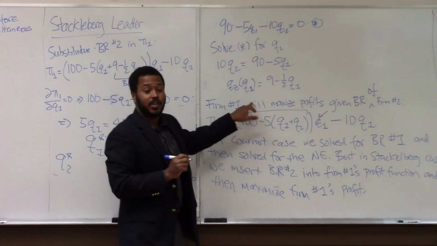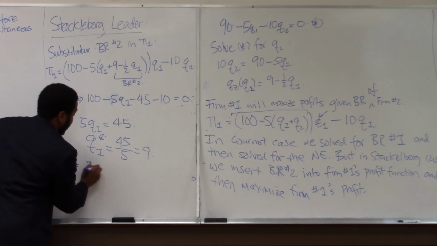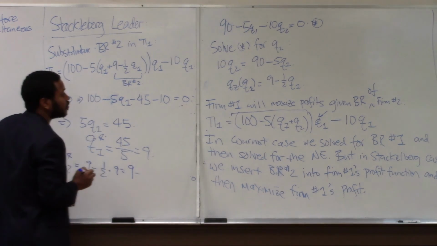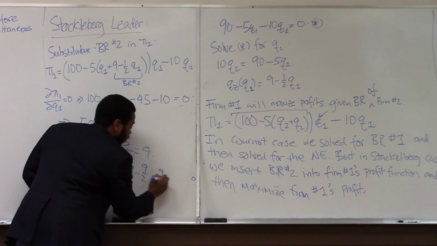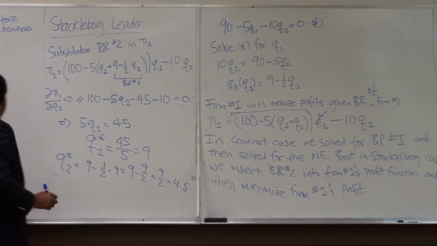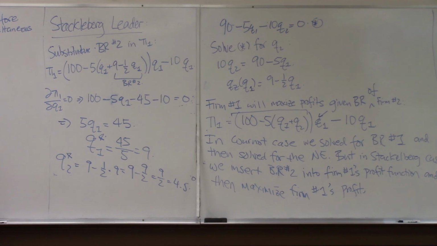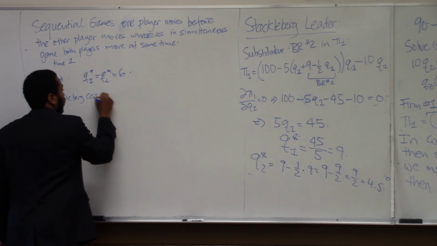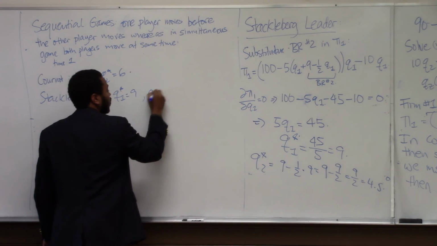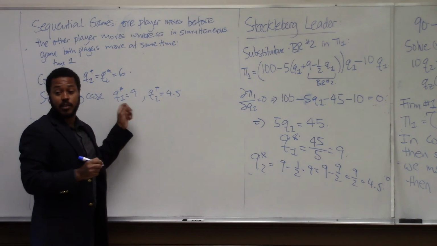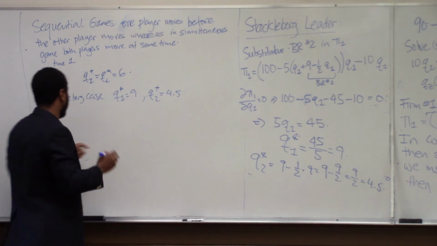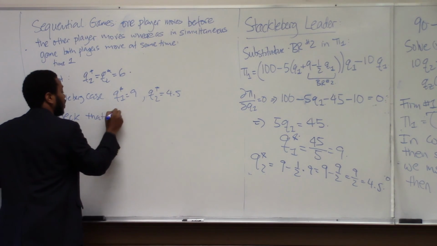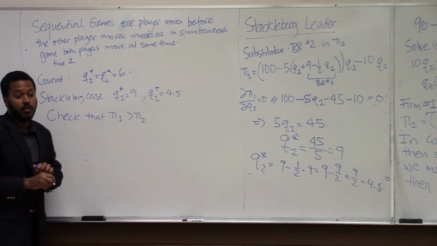We just plug it back into this best response function here. So Q2 star is just going to be 9 minus a half times 9, which is 9 minus 9 over 2, which is just 9 over 2, or 4.5. We only have 1 minute remaining, so from the Cournot case, we had Q1 star equals Q2 star equals 6, but from the Stackelberg case, we have Q1 star equal to 9 and Q2 star equal to 4.5. So in this case, firm number 1 is going to produce more than firm number 2. What I want you to do is check that the profit for firm 1 is greater than the profit for firm 2. Just do that on your own and check that.